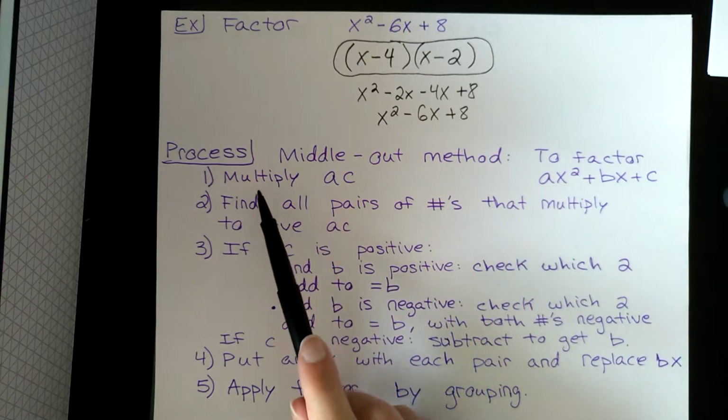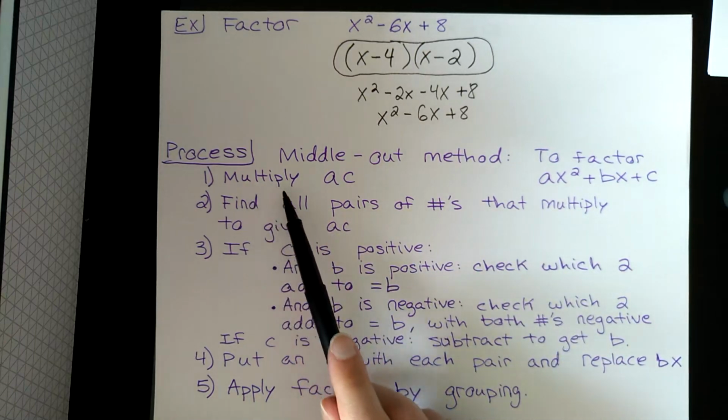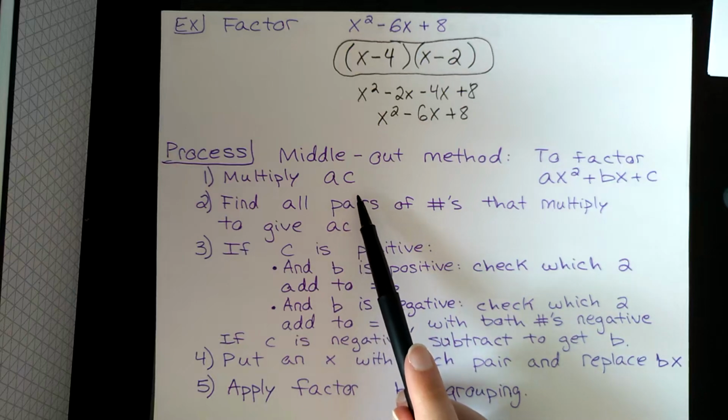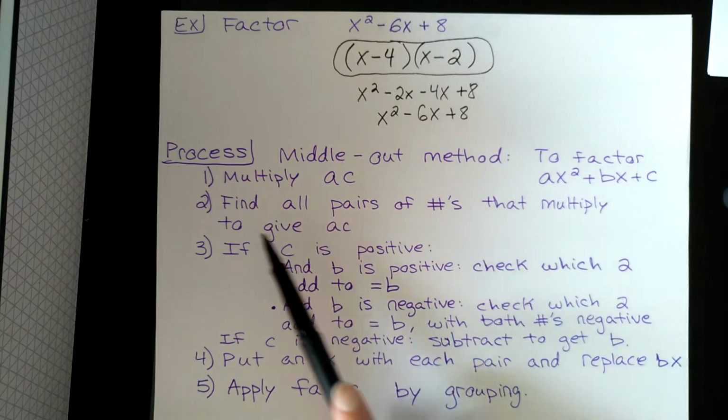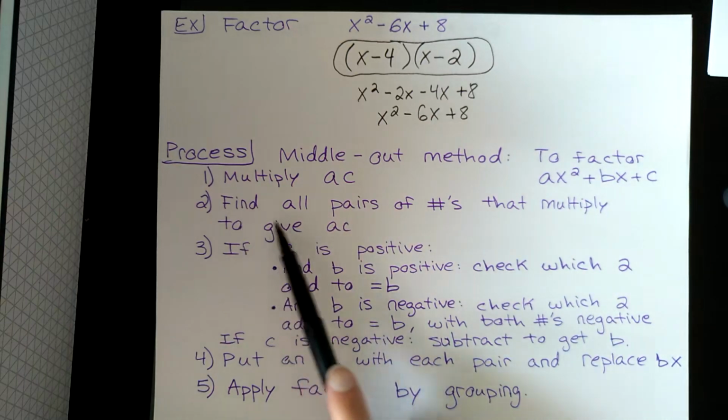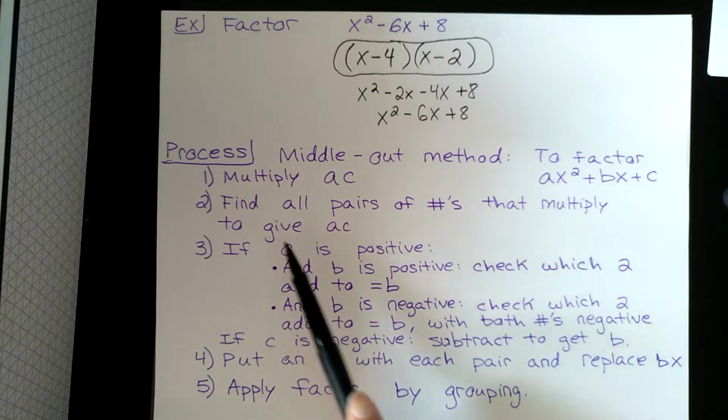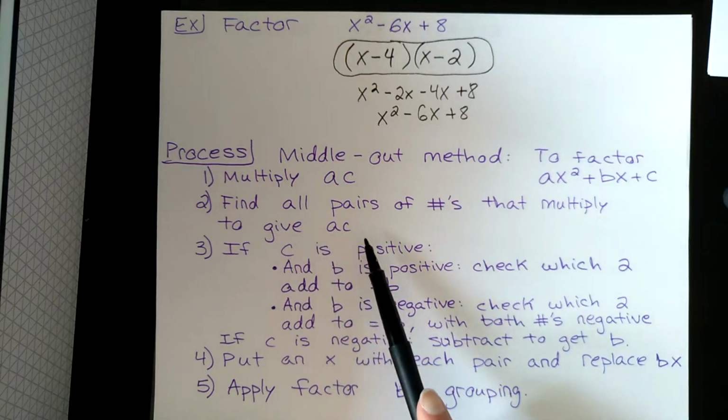The process says we're going to start by multiplying a and c together, this value and this value. When you do that, you are then going to find all pairs of numbers that multiply to give you AC, the value you got when you multiplied them together.